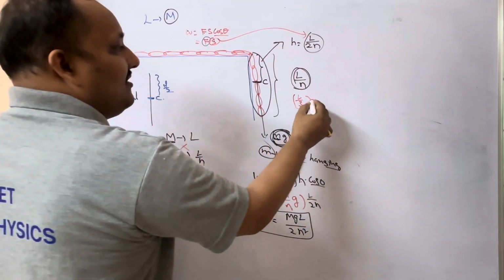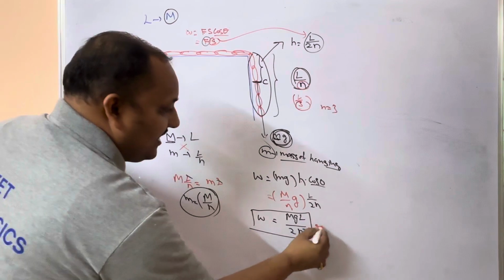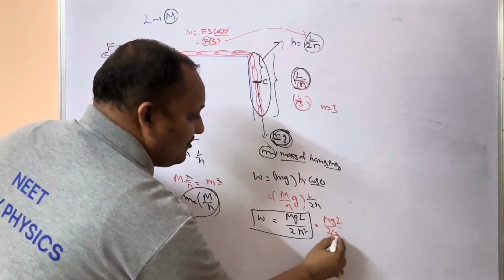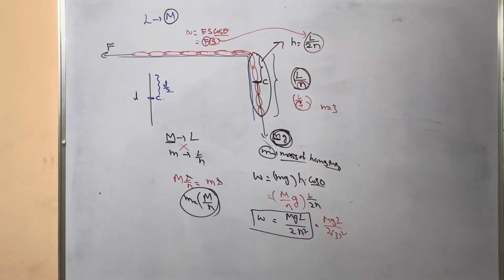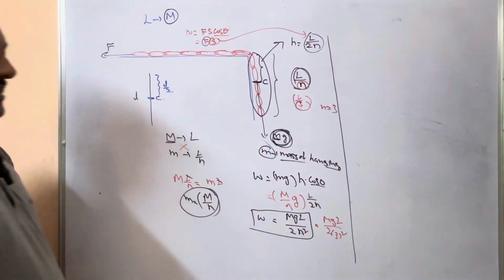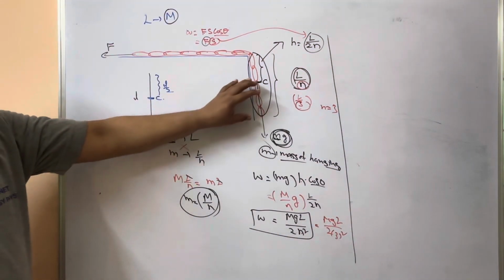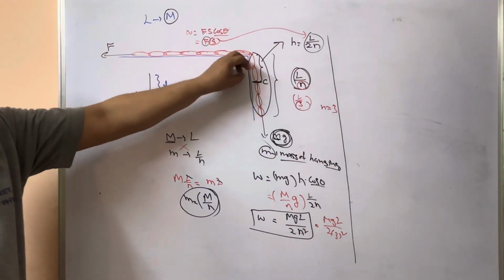They will give, say, 1 by 3 part is hanging. Then what is the n value? n is 3, so you have to substitute 3 here. So MgL by 2 into 3 square. 9 2s are 18, so MgL by 18. Like that we are going to get. Understood?